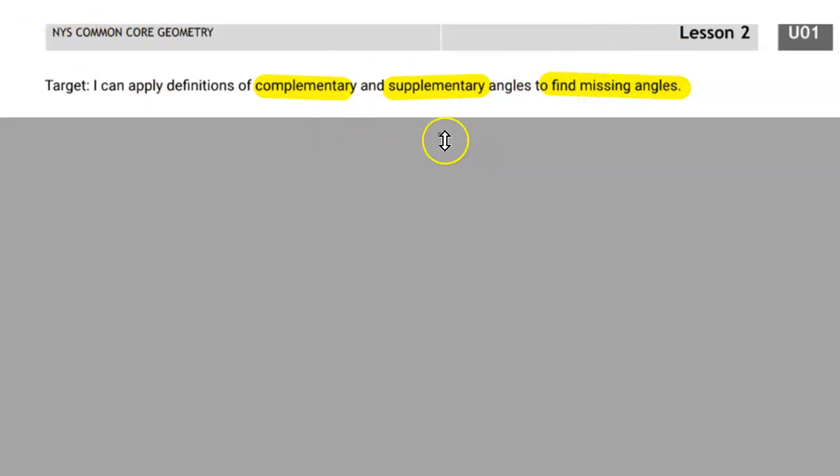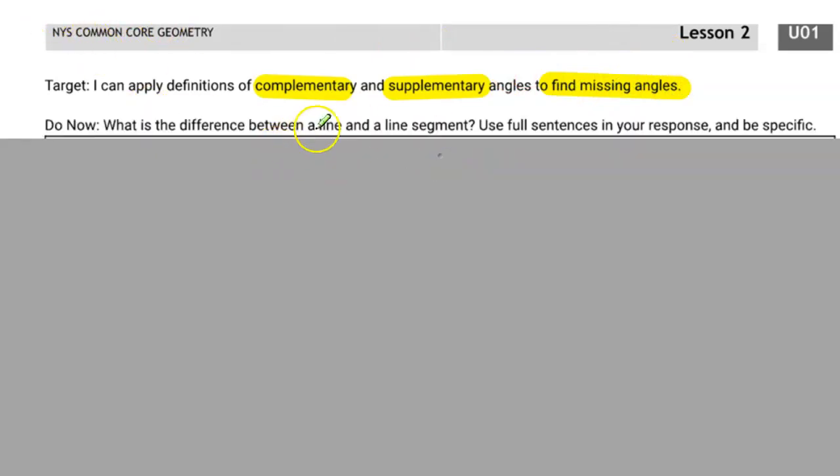The do now is to identify the difference between a line and a line segment using full sentences in your response. Take a few seconds to try to write down what you think the definition is or the difference is between a line and a line segment, and then come back to see if you got it right.